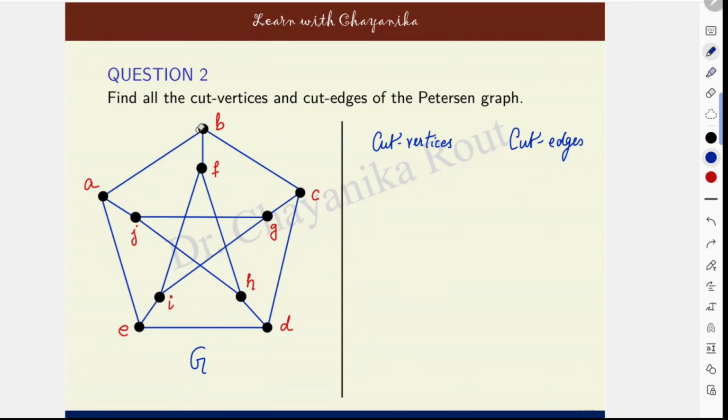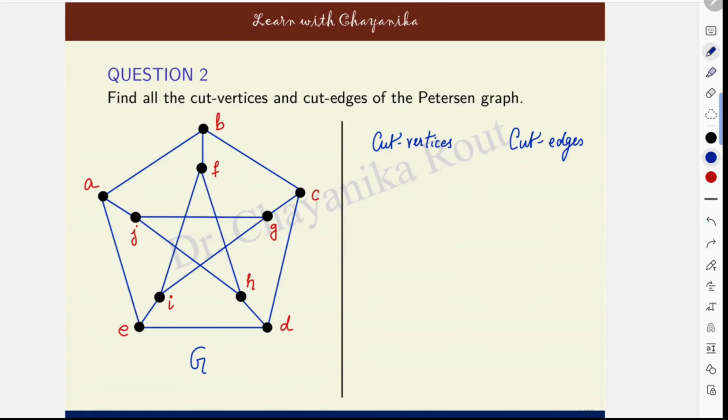Similarly, you can check for the vertex B. Its removal also will not increase the number of components, therefore B is also not a cut vertex. Similarly, C, D, E, none of these vertices are cut vertices. Next we check for the vertex F. So if I delete the vertex F, still my graph remains connected, the number of components is still 1, there is no increment, so F is not a cut vertex.